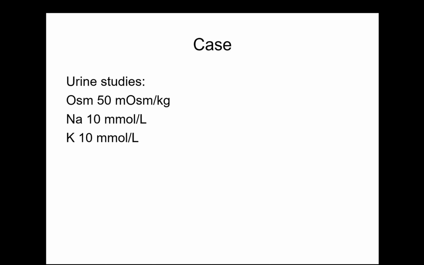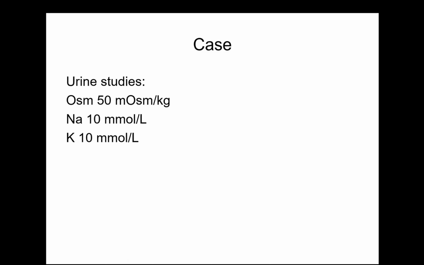From these numbers, do you think ADH is present? No. Why not? The urine is hypoosmolar. It's 50 urine osmolarity. So the urine osm is 50. You're absolutely correct. This is the most dilute human beings can make our urine. This is a maximally dilute urine. So there is no ADH.